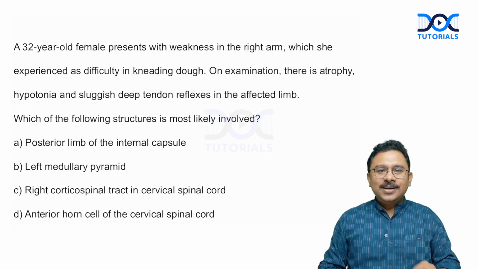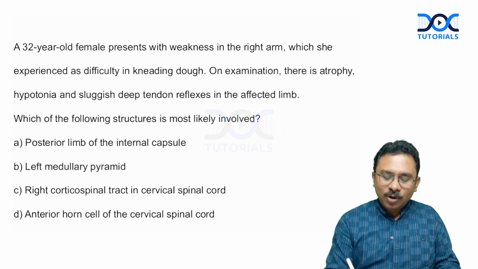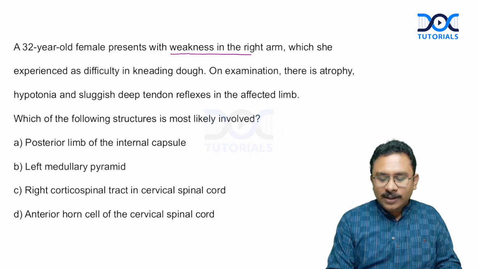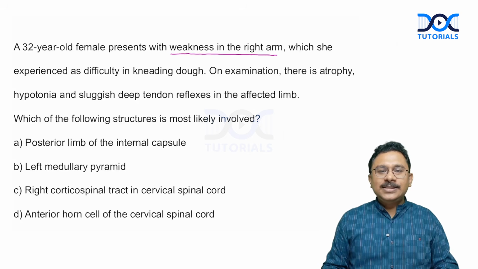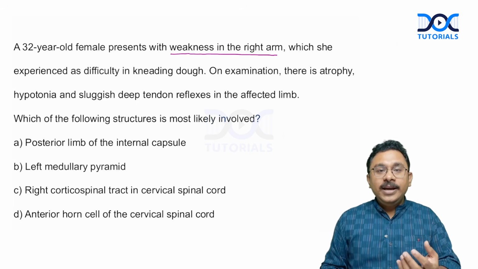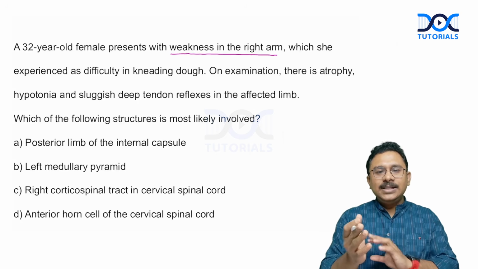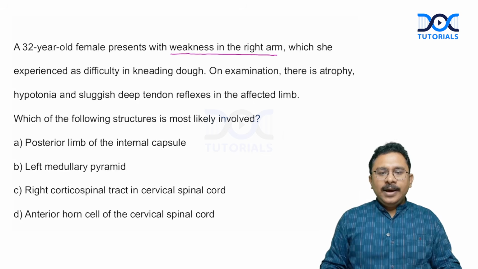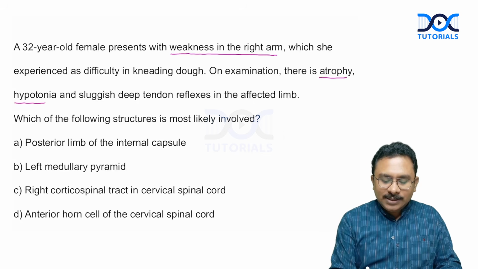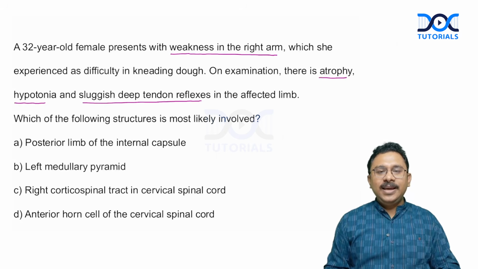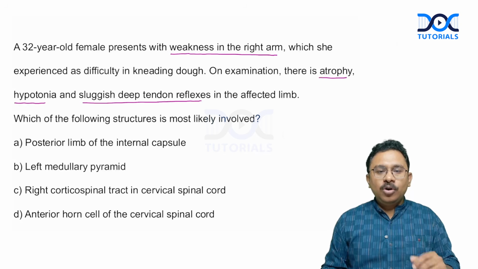Coming to the first question, a 32-year-old female has presented with weakness involving the right arm. The patient experienced difficulty in kneading the dough, which means there is some sort of weakness involving the hand muscles and the forearm muscles. On examination, there is atrophy, hypotonia, and sluggish deep tendon reflexes in the affected limb. So overall, the patient is presenting with certain motor features.